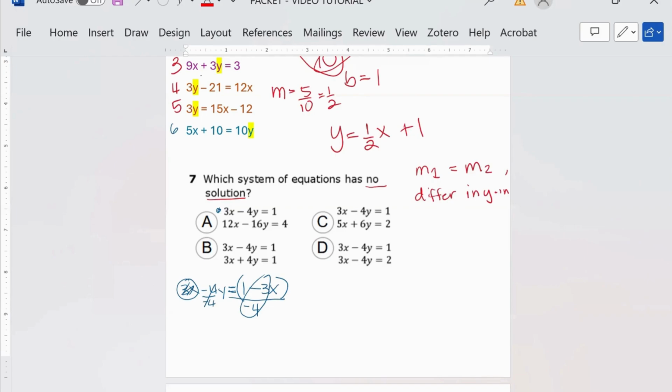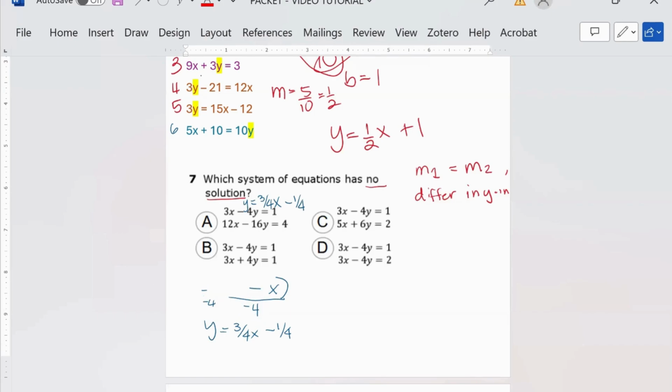Y equals 3 over 4x. And then this is my y-intercept, negative 1/4. Okay. That's for this one. So let me write that on top. So this is going to be y equals 3 over 4x minus 1/4.